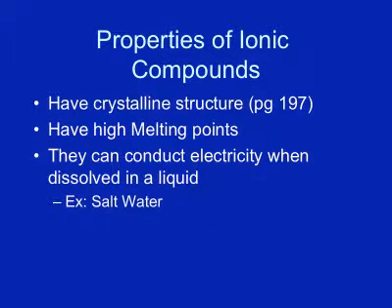Okay, so a few more characteristics of ionic compounds. First of all, ionic compounds have something called crystalline structure. Now that sounds complicated, but it's really not. Crystalline structure just means it looks like a crystal. If you don't know what a crystal looks like, think about a diamond, think about jewels, think about any sort of ring, necklace, okay? Crystalline structure means a crystal.